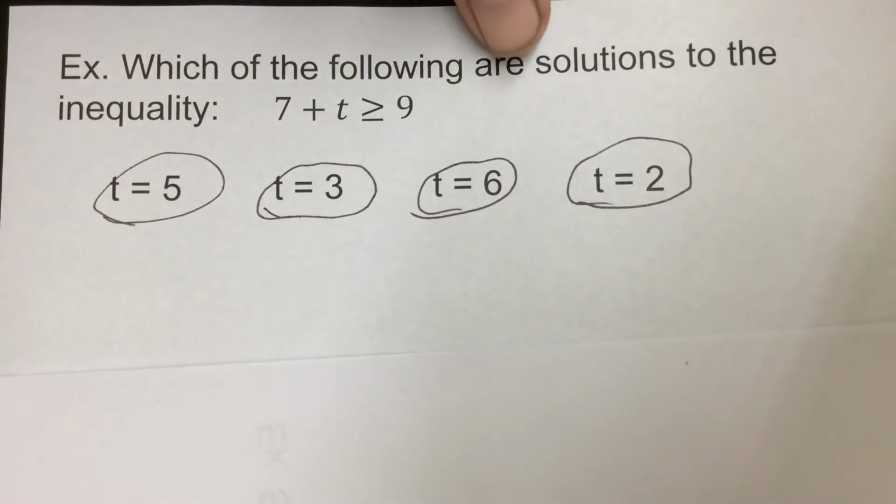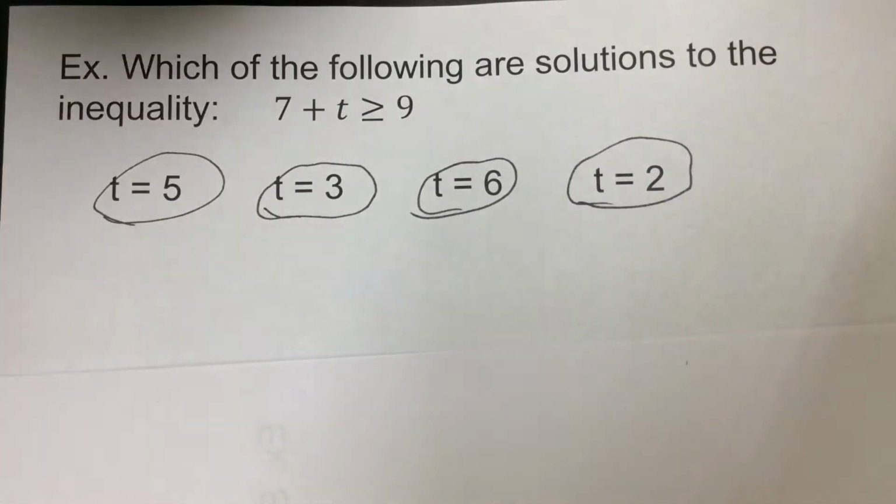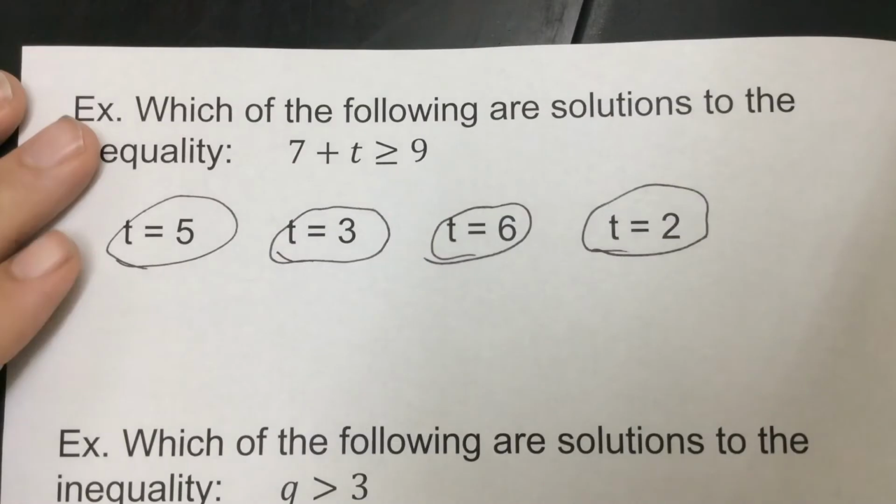Now, keep in mind, look at the directions. This will be kind of a clue too. The last one said which one is a solution. So there's only going to be one. Here, the following are solutions. So there's going to be more than one solution. Keep that in mind.